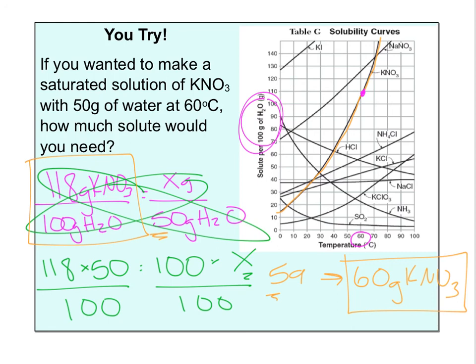Hopefully this helped and this makes some sense. You can always look at assignment 6.2 to get more practice with this. When you come back on Monday, we're going to be doing a lab with solubility curves. So if this is still feeling a little fuzzy after this video, we'll have some time to look at the lab and talk about this then as well.